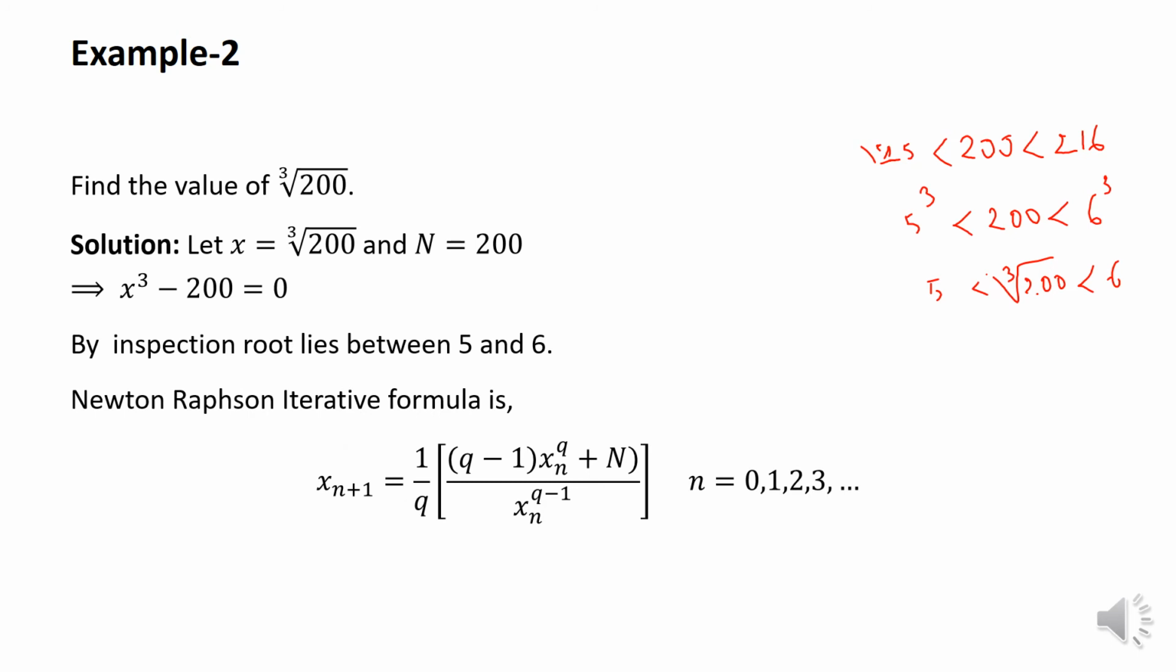Let us use the general formula here. Newton-Raphson method iterative formula to find the qth root of a positive real number is x(n+1) equal to 1 by q into ((q minus 1) times xn power q plus n) divided by xn power (q minus 1), where n ranges from 0, 1, 2, 3 and so on. Here our q is 3, so choose q equal to 3 as well as x0 equal to 5.5.